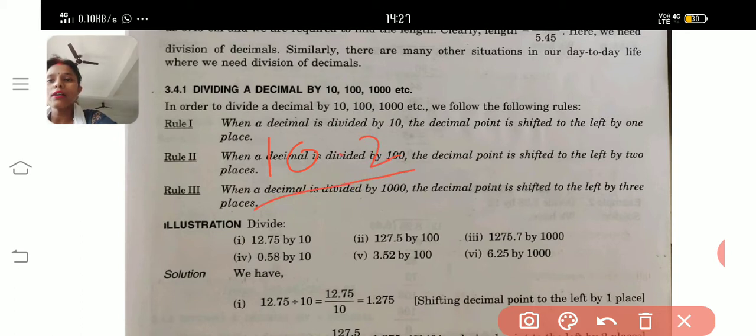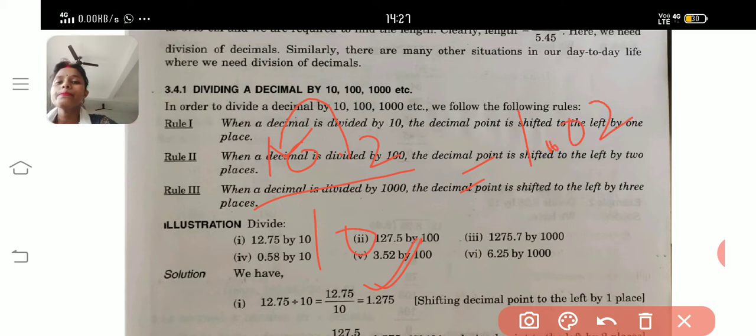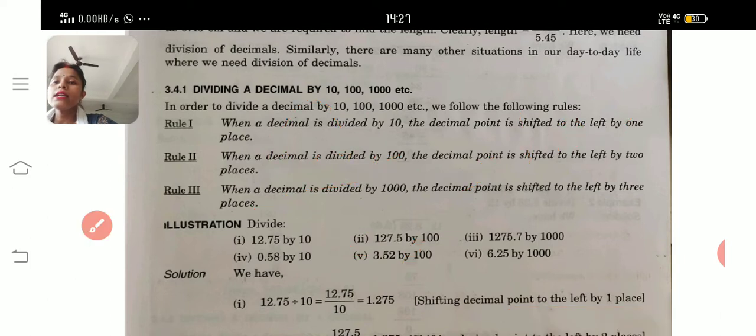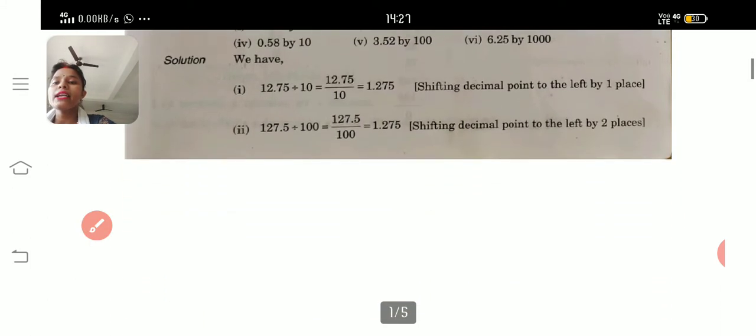10.2 upon 10. Here it is written that the decimal point is shifted to the left by one place. It means we have to shift it from right to left. So this decimal point will come here when we divide it by 10. There is only one 0 in the denominator, so it will shift only one place. So the answer will be 1.02.